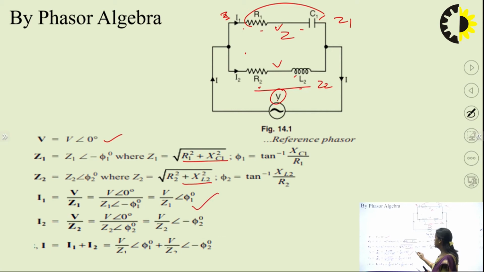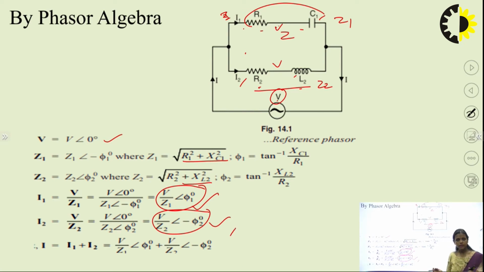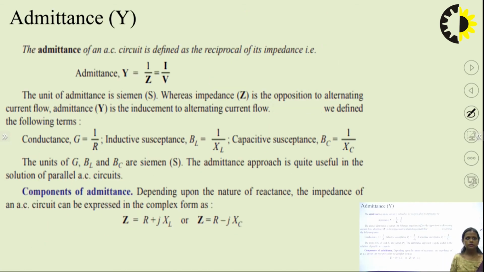From here you can find this. Similarly, you can find the branch current of the other branch. Here you have I1, here you have I2, and if you add I1 and I2, you will get the total current. In an AC circuit we do the phasor addition, right? Either you write in the rectangular form or in the polar form, and then you solve that equation.